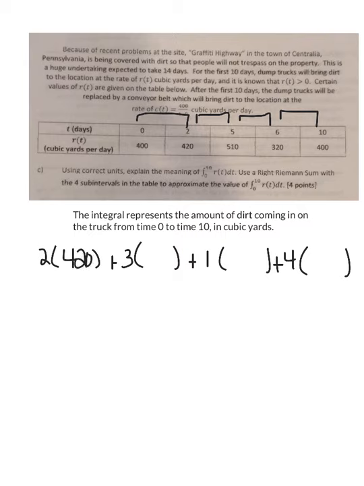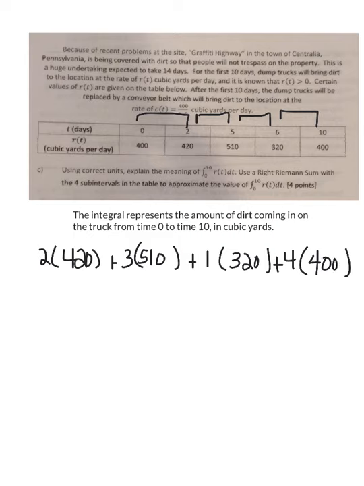Then we go to the next grouping right here. 5 is the value that's on the right of that interval. The y value that corresponds with that is 510. So 510 goes in here, and so on. So 5 and 6, the next value would be 320. And the last one would be 400.